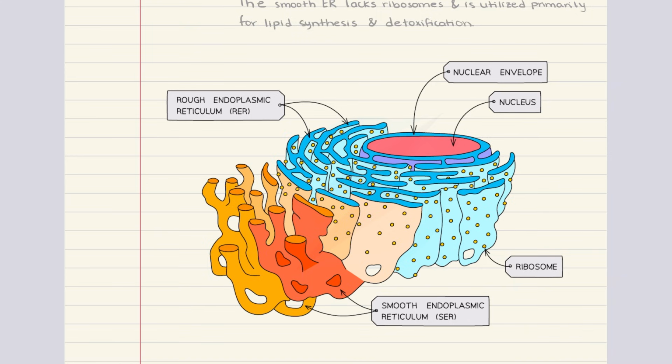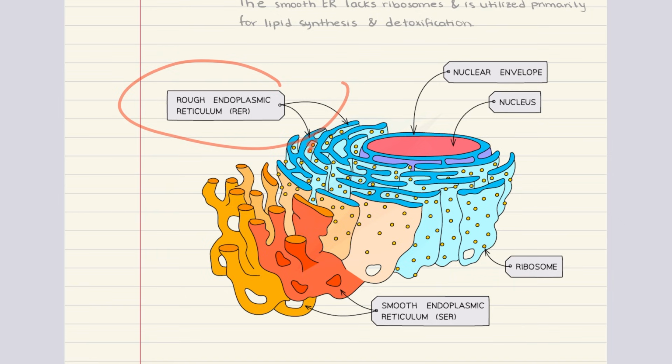There are two types of endoplasmic reticulum, and each one has a distinct structure and function. We have the rough ER and we have the smooth ER. The rough ER gets its name from the ribosomes that are attached to the surface. These ribosomes are not permanent fixtures.